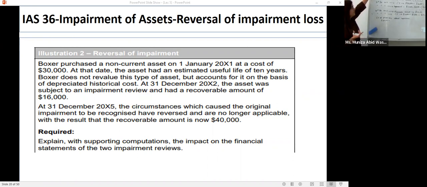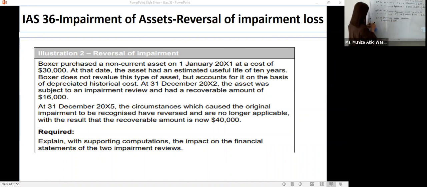3,000. 3,000 from 2001 to 2005, how much will it be? 15,000. It is 3,000 multiplied by 5. 5 years are there: 2001, 2, 3, 4 and 5. We are at year ending 31st December 2005. So 3,000 multiplied by 5, the depreciation is 15,000. I will write it.